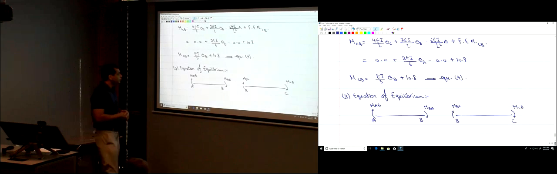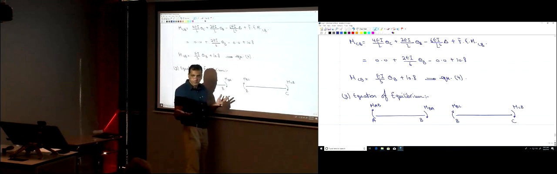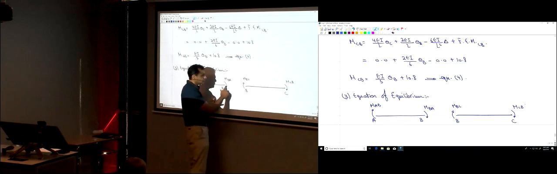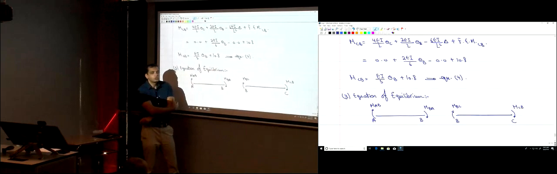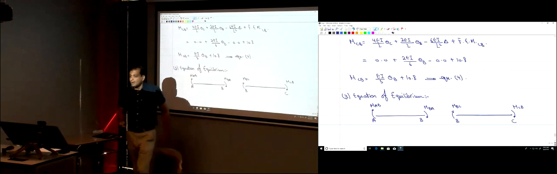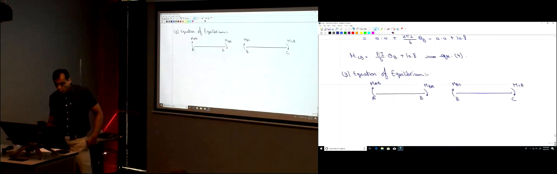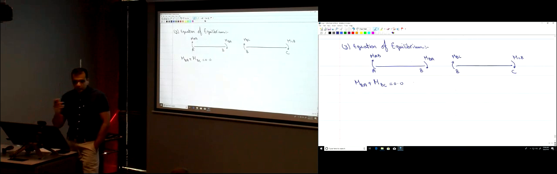They were connected together. So from the equilibrium, for every action there is a reaction equal in magnitude and opposite in direction. So what do you know from this? That this moment has to be equal to this moment and opposite in direction, right? So if we say equal in magnitude and opposite in direction, that means that the summation of them is equal to 0. So that's the equation of equilibrium that we're going to use here. MBA and MBC have to be equal in magnitude and opposite in direction. So MBA plus MBC has to be equal to 0.